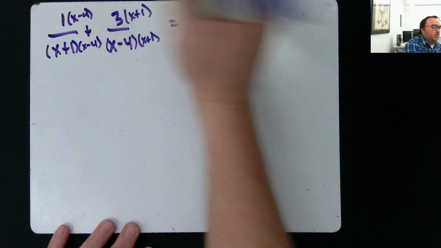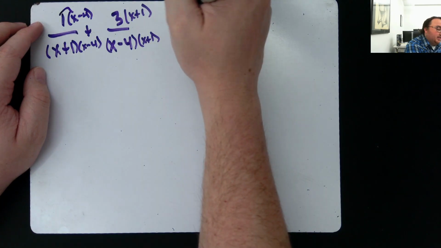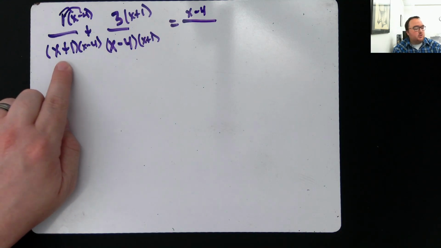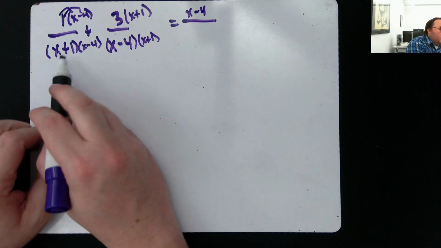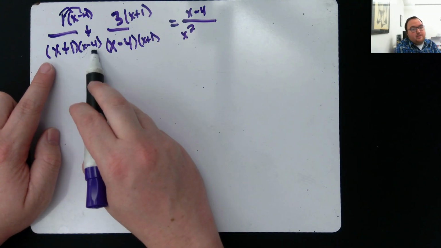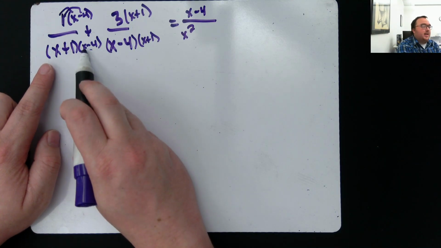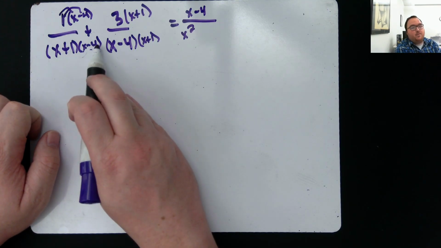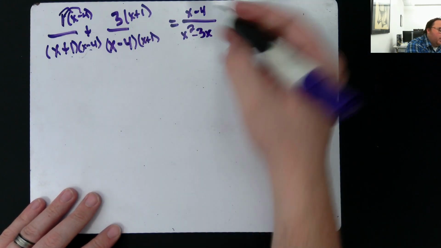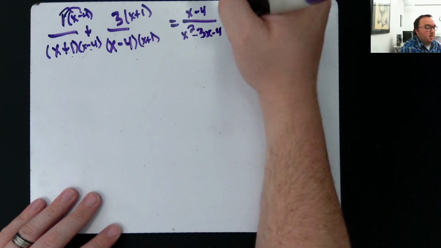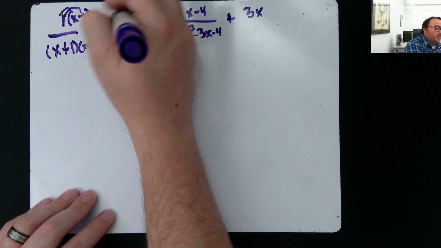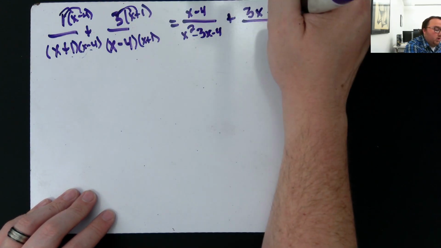Because now I end up with 1 times x is x, 1 times negative 4 is negative 4, over x plus 1 times x minus 4. X times x is x squared. X times negative 4 is negative 4x. 1 times x is 1x. Negative 4x plus x is negative 3x. And then 1 times negative 4 is negative 4. Plus, do the same thing over here. 3 times x is 3x. 3 times 1 is 3. Over the same thing.